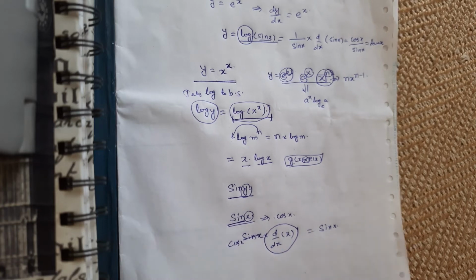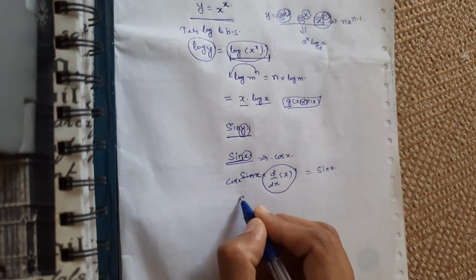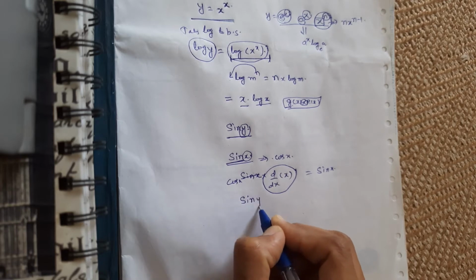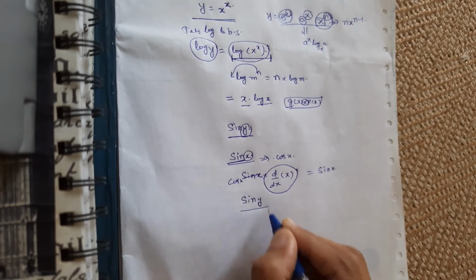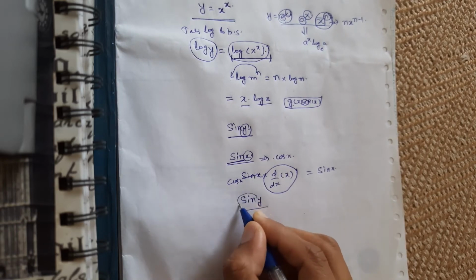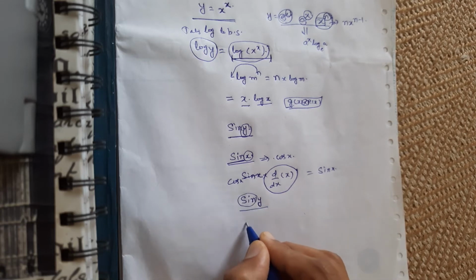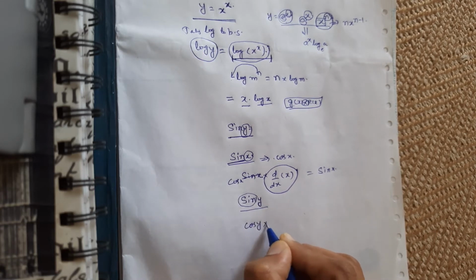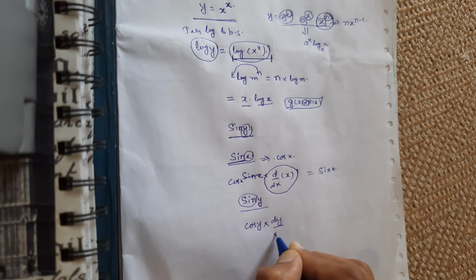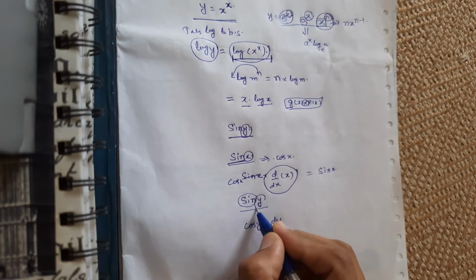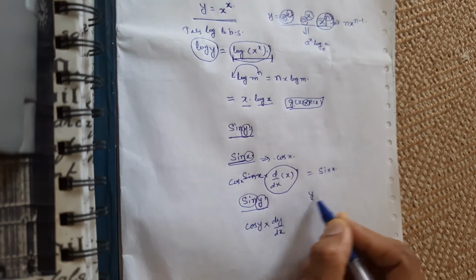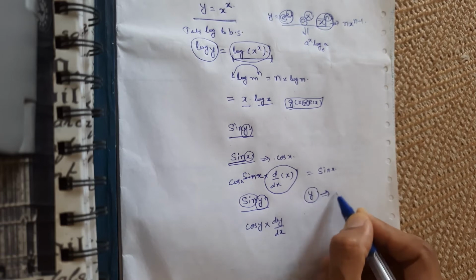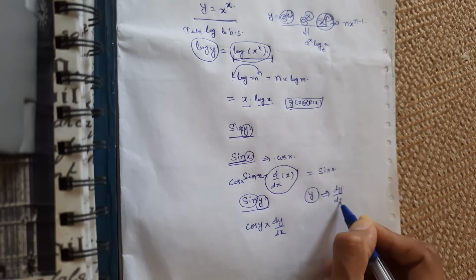Okay, but when we have a y function, suppose I want to find the derivative of sine y, then my outer function is sine y, so the derivative will be cos y multiplied by dy by dx. What is the derivative of y? It is dy by dx.